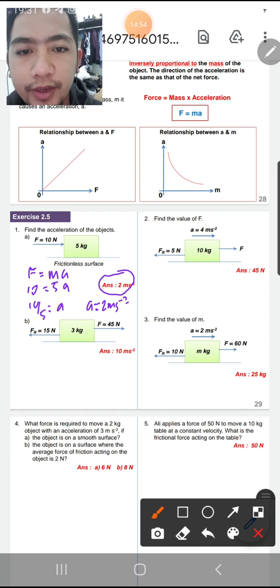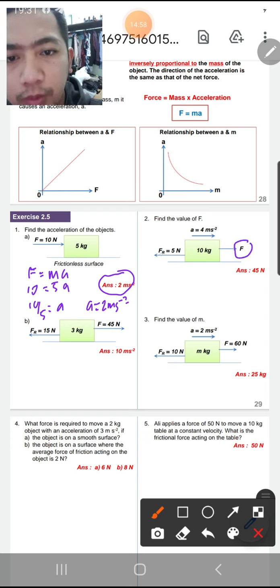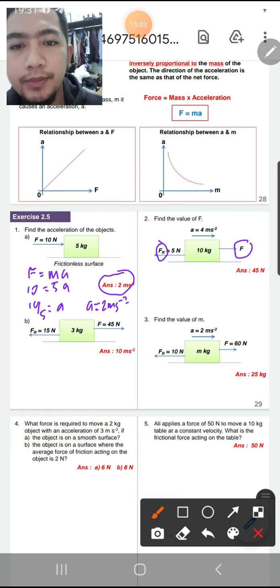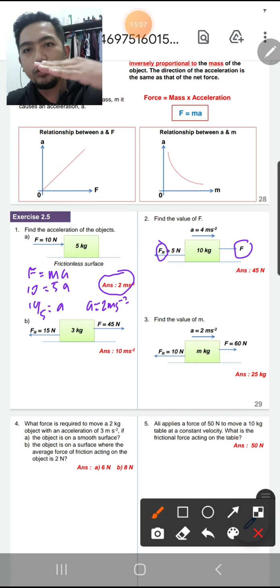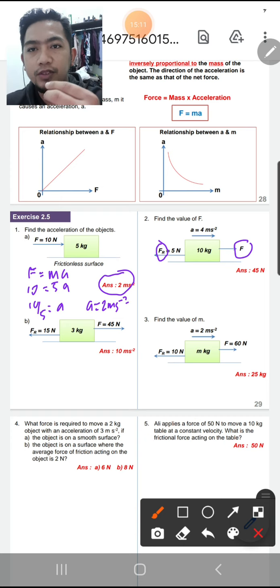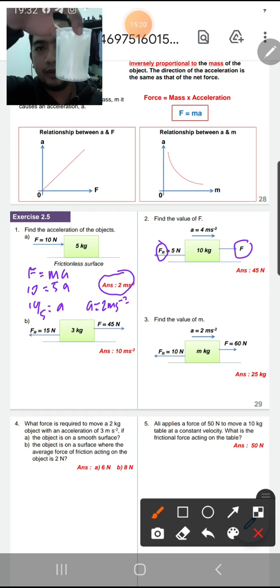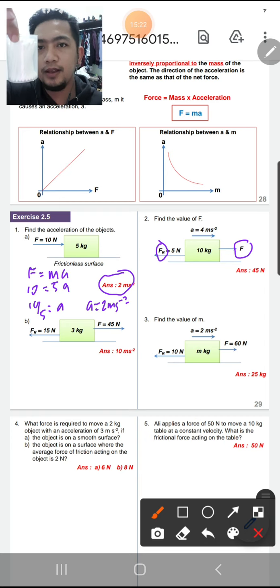So here, find the value of F. We need to find this F. So what is Fr here? Okay, Fr means frictional force. Okay, kalau objek itu bergerak ke depan, so the frictional force is moving backwards. Okay, against dia melawan itu arah sebenar objek. Kalau objek ini bergerak ke depan, okay, frictional force akan pergi belakang.